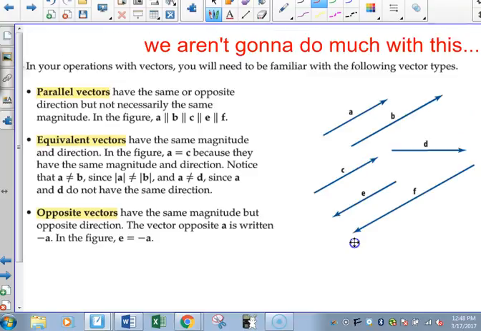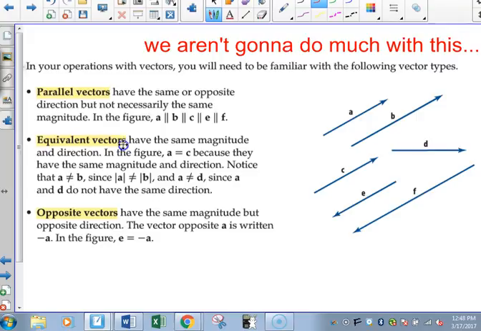We're going to talk about going back and putting components on those in just a minute. But first, just a quick overview. Parallel vectors mean they have the same or opposite direction. Which ones in this picture are parallel or not? It says same or opposite direction. Okay, my bad. So everything but D is a parallel vector.